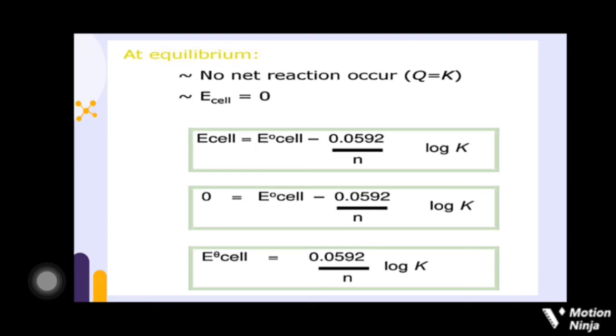So first, in calculating this, you need to calculate first the log of 0.02 divided by 0.40, or the log of the reaction quotient. After you have calculated the log of the reaction quotient, you need to multiply it by the negative 0.0592.